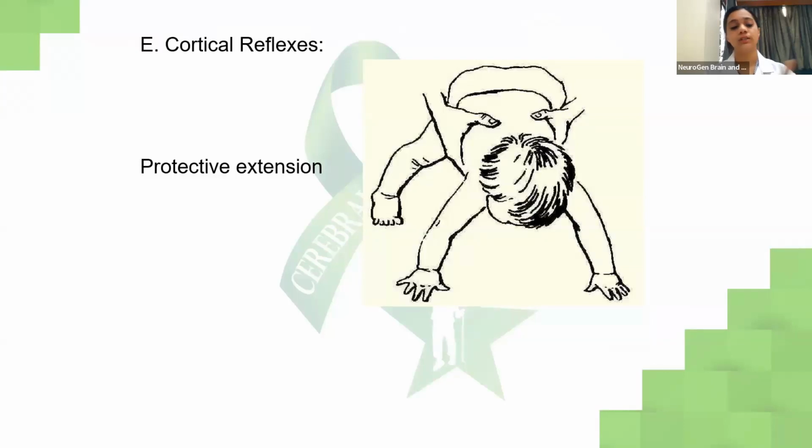So integration, does the child attain it, integrate, and when does the reflex integrate is very important for a therapist to know, so that we understand if there is any pathology in the brain, and that also will lead us to a diagnosis.